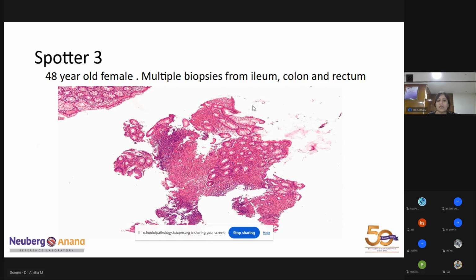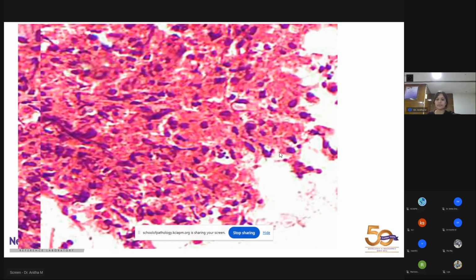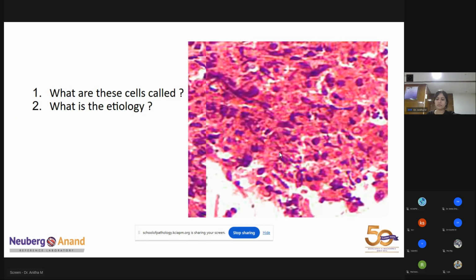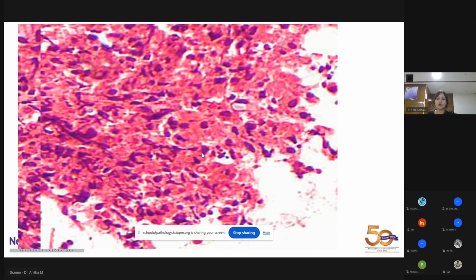48-year-old female. Multiple biopsies were taken from ileum, colon, and rectum. So the rectal biopsy shows intracytoplasmic inclusions. So can you please tell us what these are?